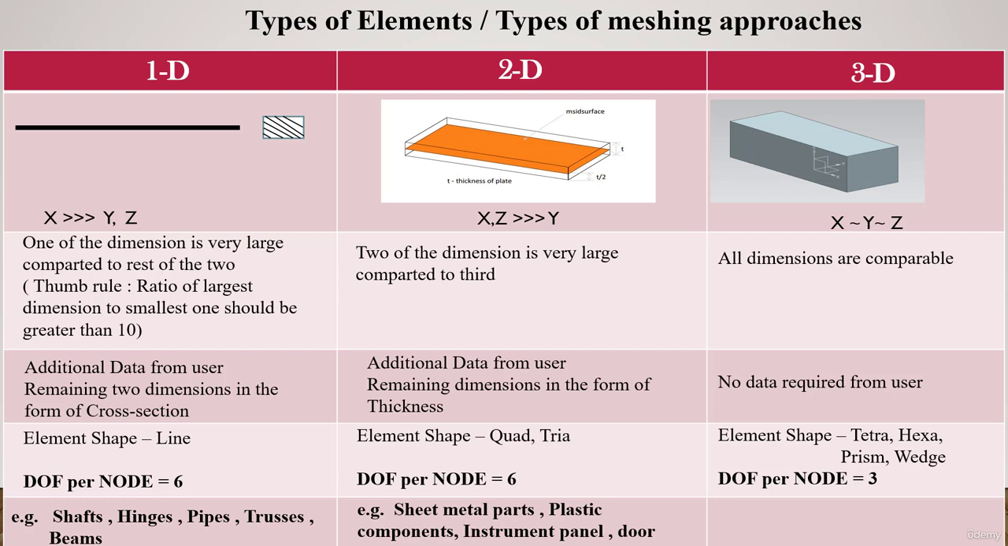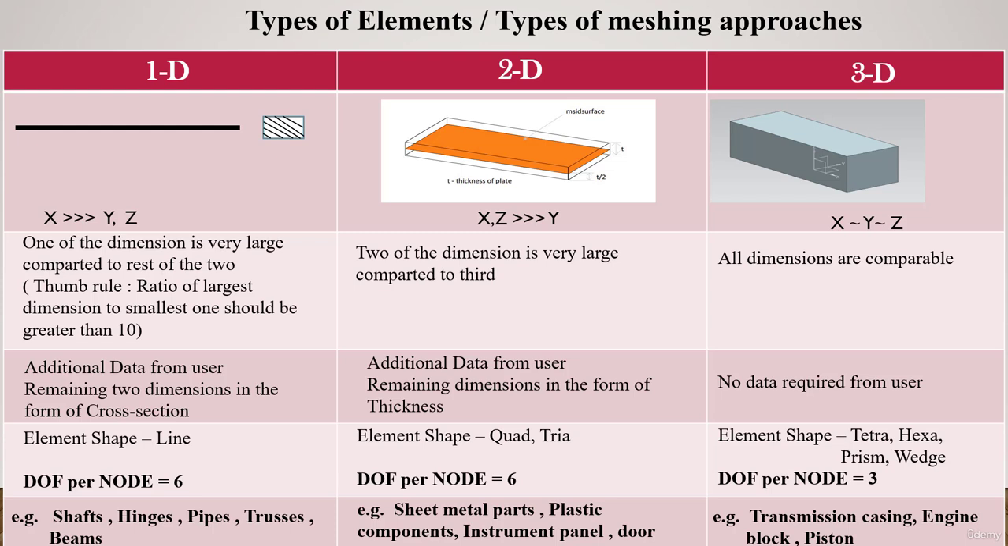Keep in mind the number of degrees of freedom per node available for the different types of elements. Not only will they ask you this question in the interview, but this question is also going to repeat frequently whenever we are going to simulate or make connections between different types of components. The applications of 3D meshing are numerous, but the most common ones are transmission casings, engine block and piston.